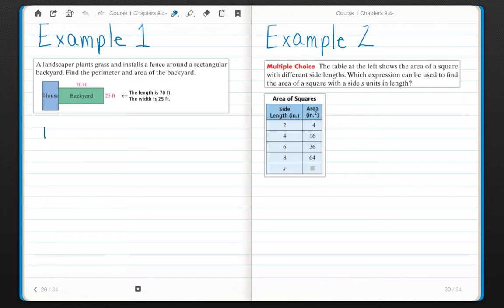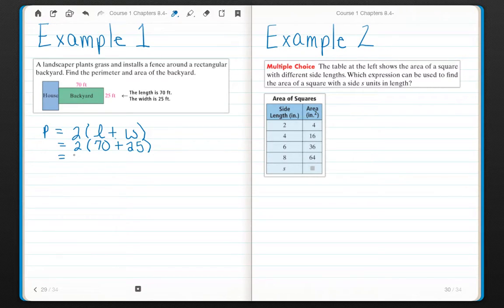So let's start with the perimeter. Perimeter equals 2 times length times width. Notice how I'm writing the formula first. I want you to write the formula first as well. Then you can go back and plug in your dimensions. 70, oh, you know what, I made a mistake here. This should be addition. 70 plus 25.